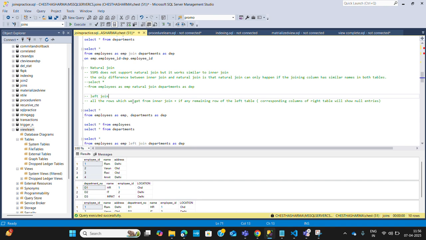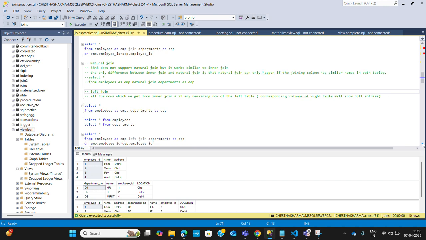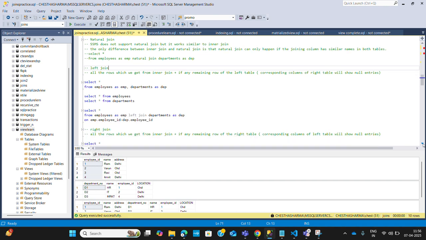Got it? And what do we get in the left join? All the rows which you get from inner join, plus any remaining rows of the left table, with the corresponding columns of the right table showing null entries since they will not be present. Got it? So in left join, the output which we get from inner join will definitely come, but along with that, all the rows of the left table which don't get matched with the right table will also come. Got it?